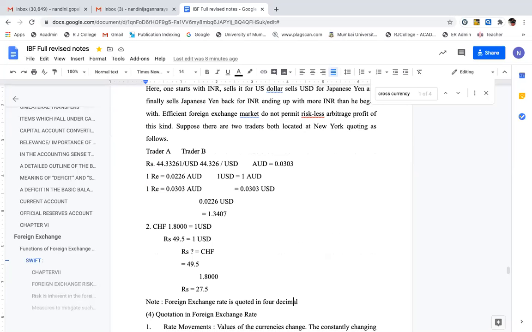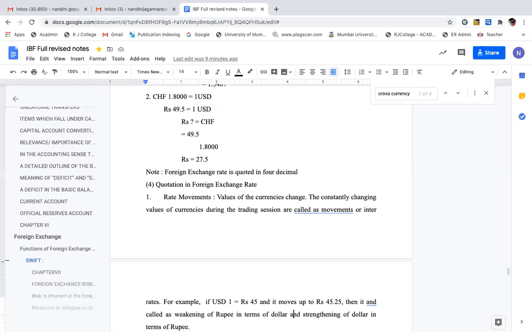See, for example, this is the example of cross currency rate: rupees per USD, right? And then USD per AUD is given to me. So now I'm going to see how do I convert into the third currency? Like for example, CHF is equal to 1 USD, rupee is equal to 1 USD. So there is one common currency involved here. So I'll have to find out the value of CHF and INR. That is called cross currency rates.